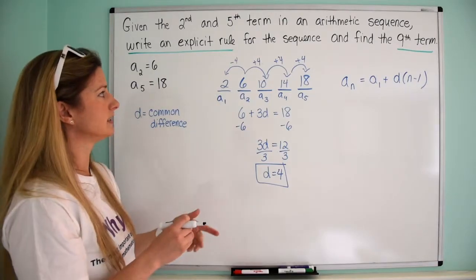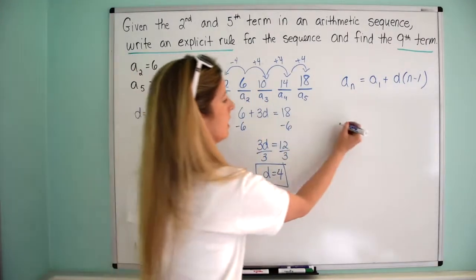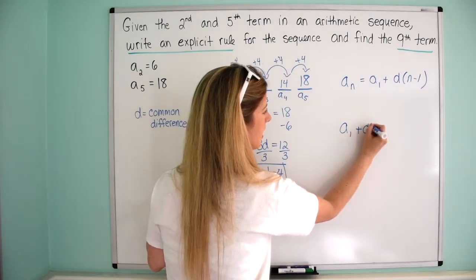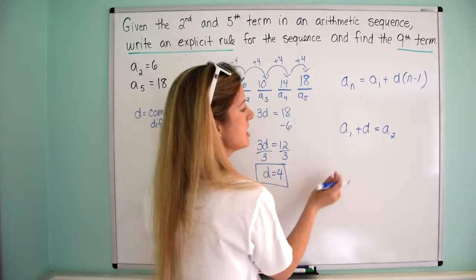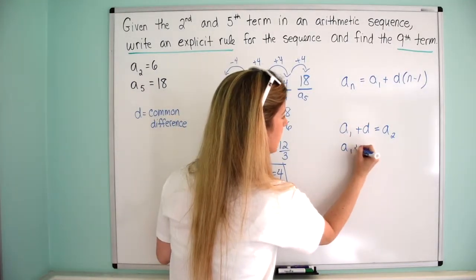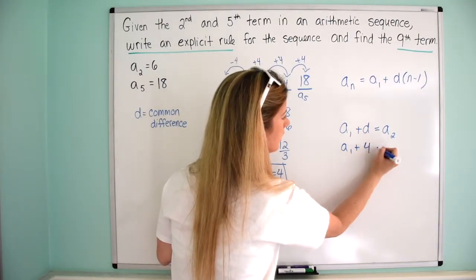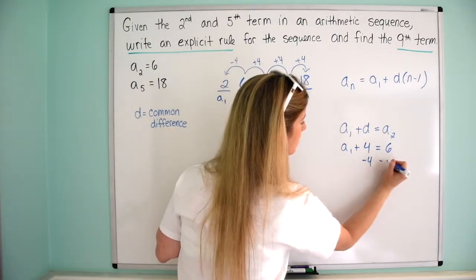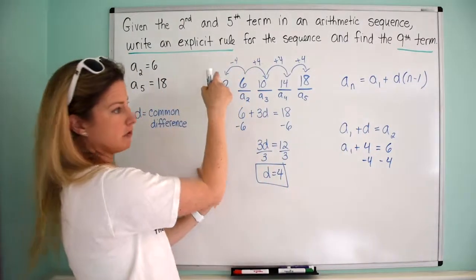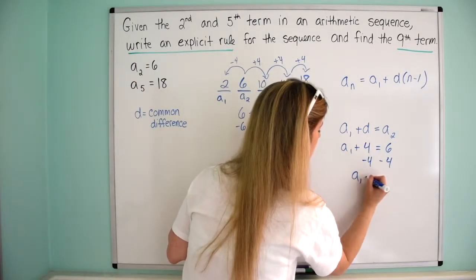But if you really want to see it written out, what we can say is, well, a sub 1 plus that common difference equals a sub 2. So a sub 1 plus that common difference, which we know is 4, is going to equal a sub 2, which we know is 6. Subtract 4 from both sides, and we get a sub 1 equals 2.